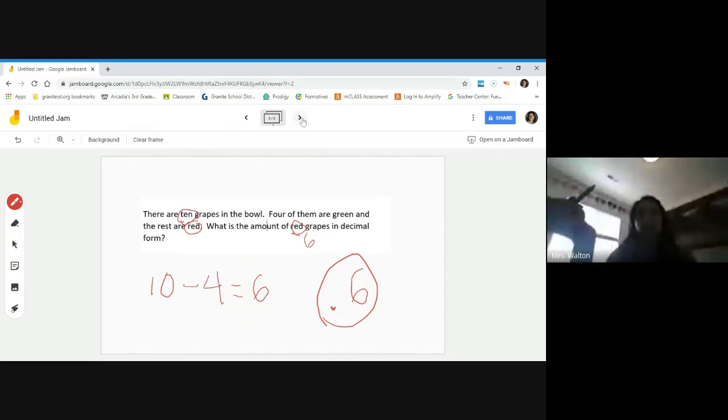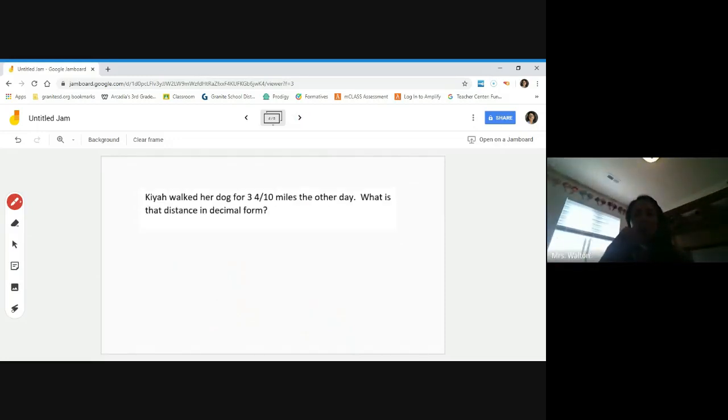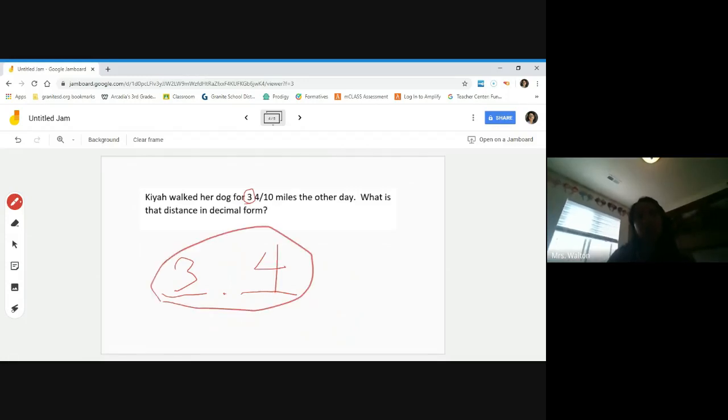And let's take a look at this one. So Kaya walked her dog for 3 4/10 miles the other day. What is that distance in decimal form? So I'm thinking decimal again. I've got to fill in my blanks here. So I have a whole number here, 3, and 4/10, like so, 3.4, and there is my answer.